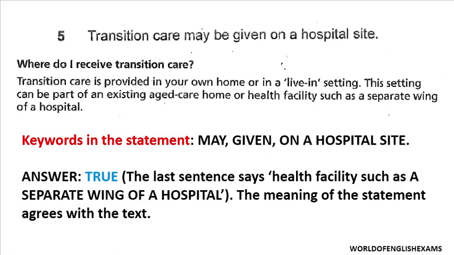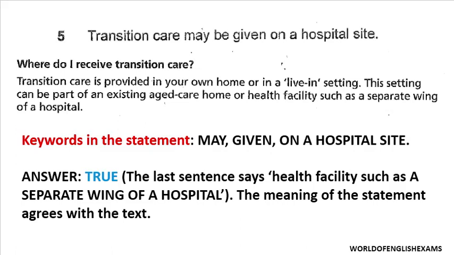So it may be provided at your own home or in a living setting. The setting can be a part of an existing aged care home or health facility, such as a separate wing of a hospital. So definitely, can I receive this facility at the hospital? Yes. So definitely that answer goes to be true. Health facility includes a separate wing of a hospital, which means that I can take the care facility on a hospital site. The answer is true, because the context matches 100%.